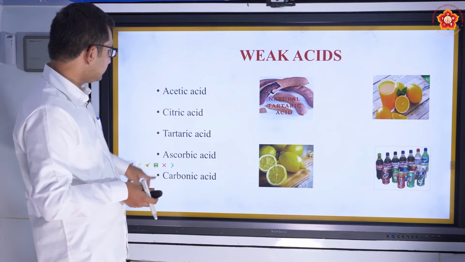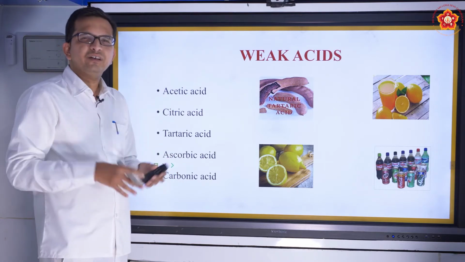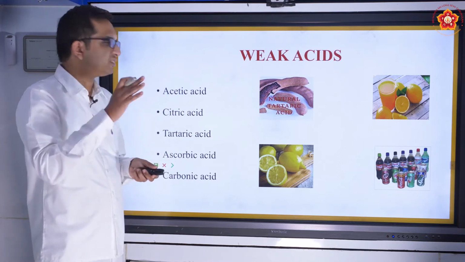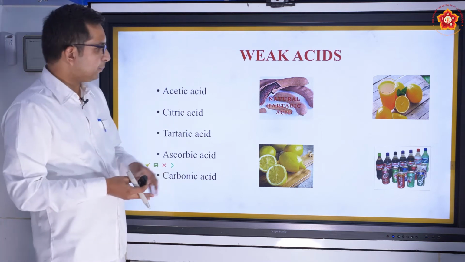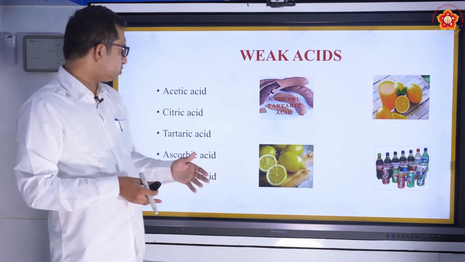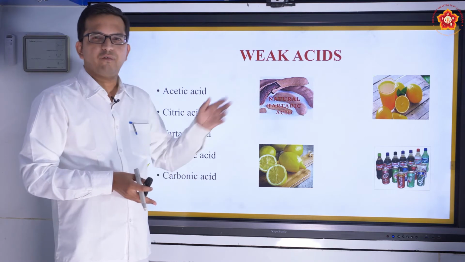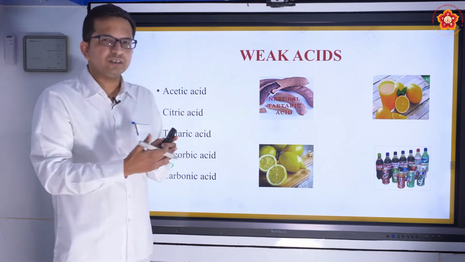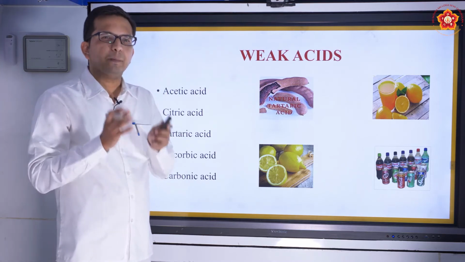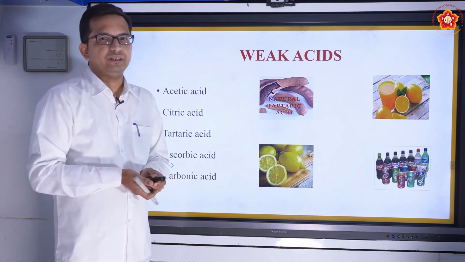We have some more examples here: citric acid, tartaric acid, ascorbic acid, carbonic acid. What you can understand by these is that those acids which we use in foods are generally weak acids. We have some pictorial representations here. Lemon, we have soft drinks for carbonic acid, juice where citric acid and all is present, and tartaric acid, we can find it. So what we understand by this is foods generally contain weaker acids, whereas stronger acids are mainly meant for various general reactions that we tend to take place.